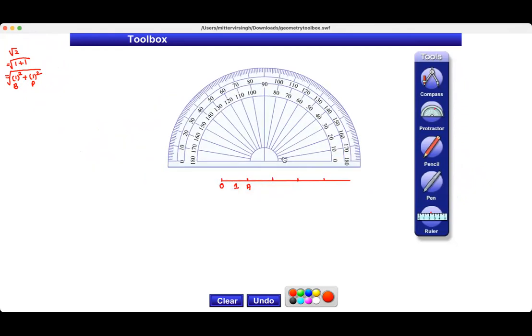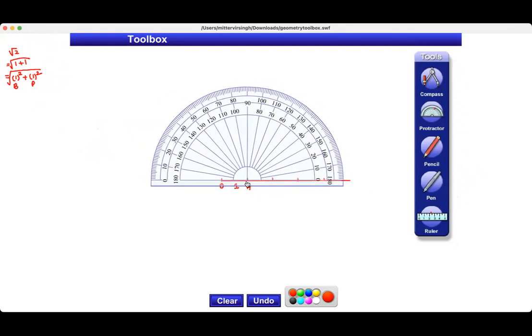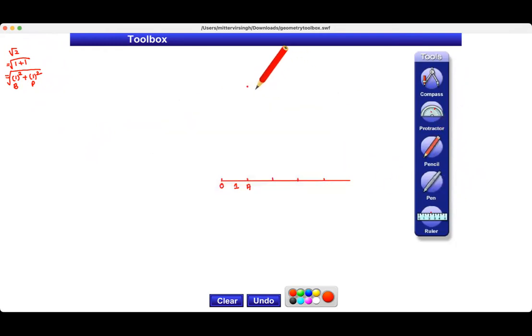Now to make a right angle triangle, I am going to make a right angle at point A. So here I am going to mark 90 degrees, as you can see. Now I will join it with point A. Now what will I do? I will take my compass. I will measure 1 centimeter, the length from O to A, that is 1 centimeter.